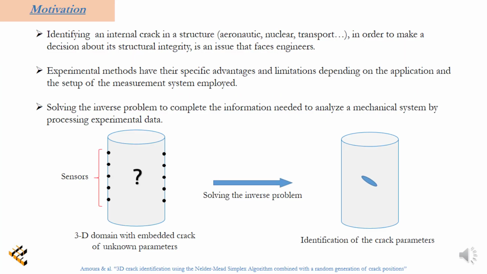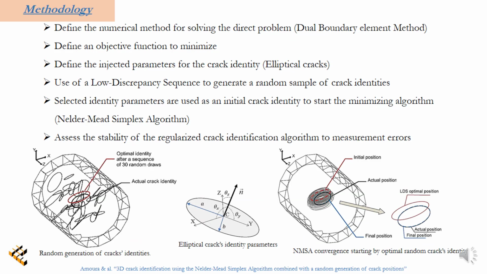So, the process of identifying an internal crack in an industrial structure in order to make a decision about its structural integrity is an issue that's still facing engineers. Used experimental methods have their specific advantages and limitations, depending on the application and the setup of the measurement system employed. Solving an inverse problem, by processing experimental data through numerical simulations, allows to complete the information needed to analyze a crack structure. The methodology is as follows.